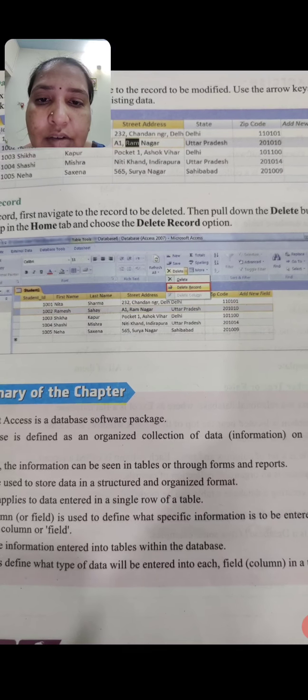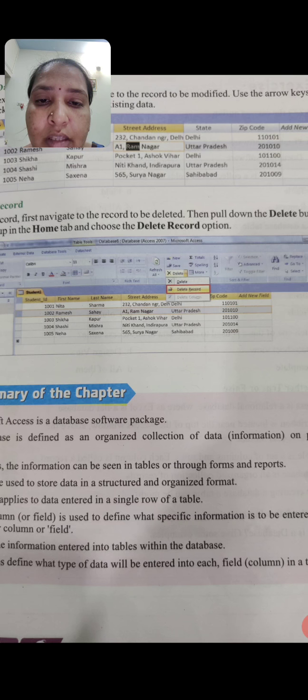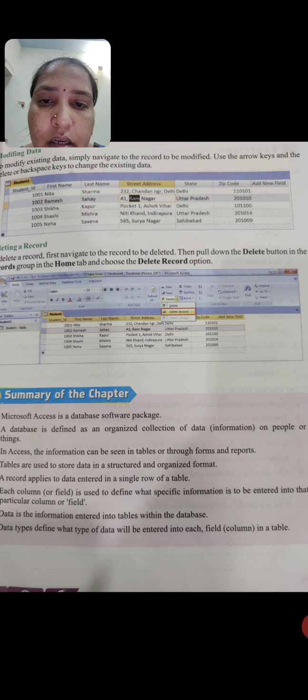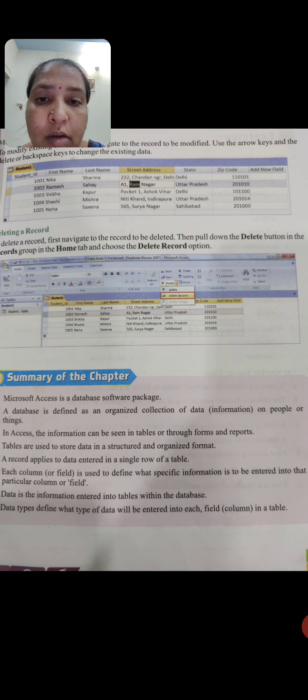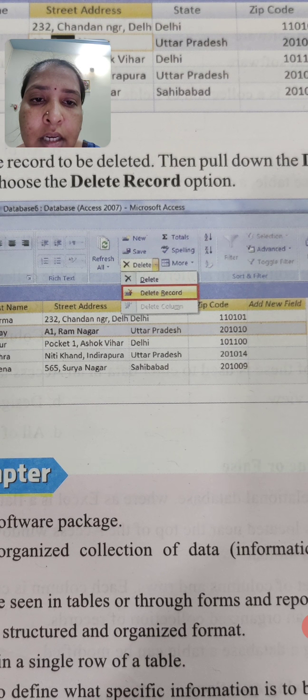For example, they have selected the second row, see here, that is student ID 1002. They have selected the ash color row. In that we have to go through the Home options, see here, in the Home button, here it is, and we have to click on the Delete button.